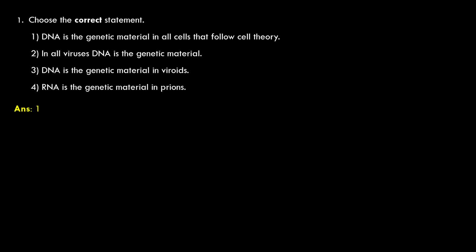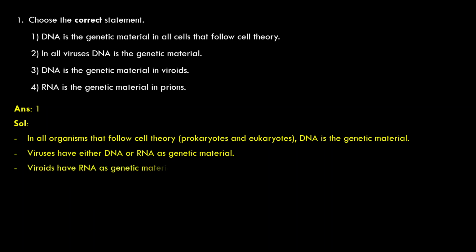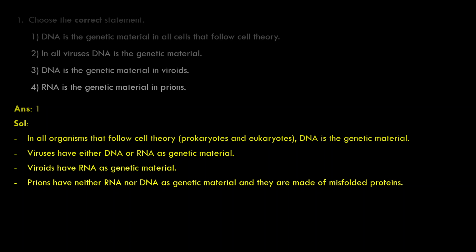First one is given. In all organisms that follow cell theory, both prokaryotes and eukaryotes, DNA is the genetic material. Viruses have either DNA or RNA as genetic material. Viroids have RNA as genetic material. Prions have neither RNA nor DNA as genetic material, and they are made of misfolded proteins. Coming to the next question.